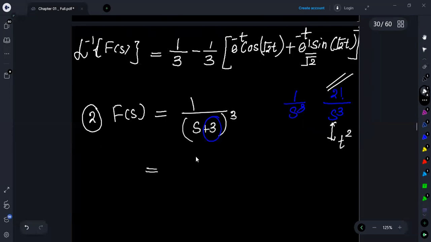So then we can just write it as, 2 factorial over s to the power 3 corresponds to t to the power 2. And if it is only 1 over s to the power 3, then it is t to the power 2 times 1 over 2 factorial. 1 over 2 factorial is equal to a half. So that means this is half t to the power 2. But here we have replaced s by s plus 3. So that means we have to multiply this by e to the power minus 3t. So this is the answer for the second one.